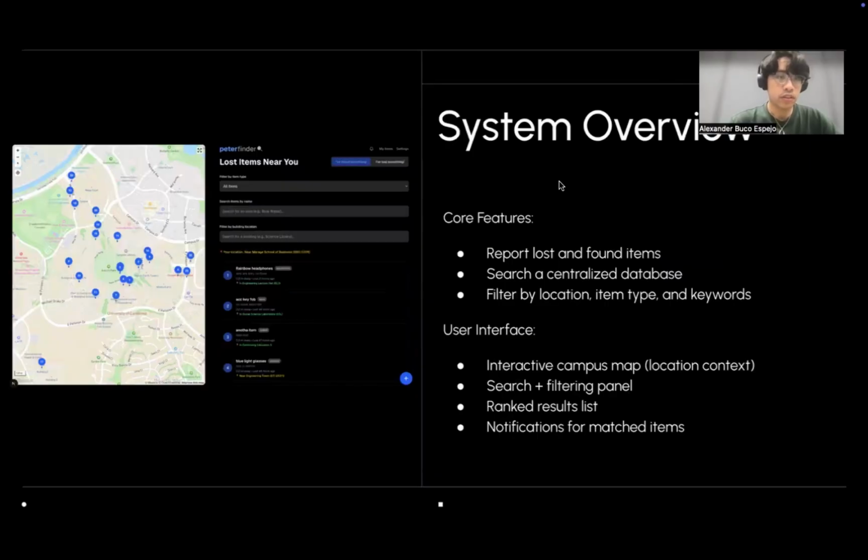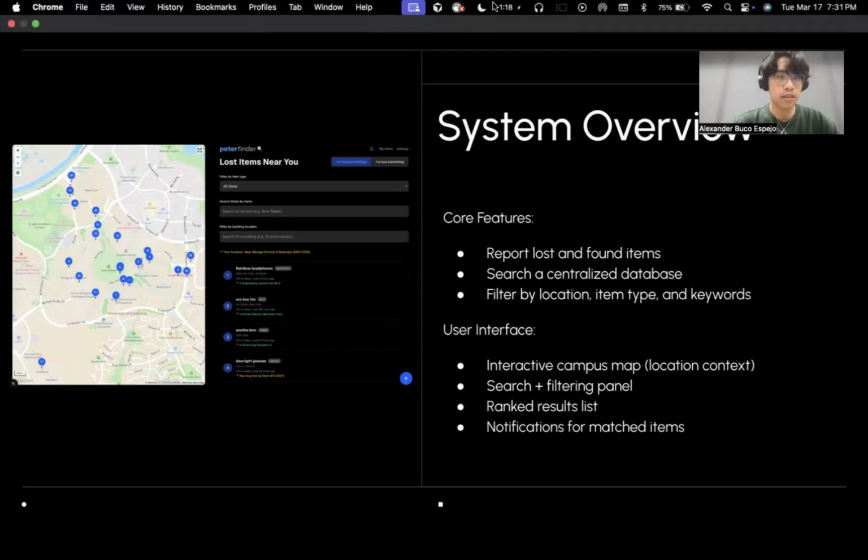To give an overview of our system, some of our core features are reporting items, searching the database, and filtering by location, item type, and keywords. The UI is a split-pane dashboard with an interactive campus map on the left, showing item pins, and a search and rank results panel on the right. We also have a notification system for when a matching item gets posted.